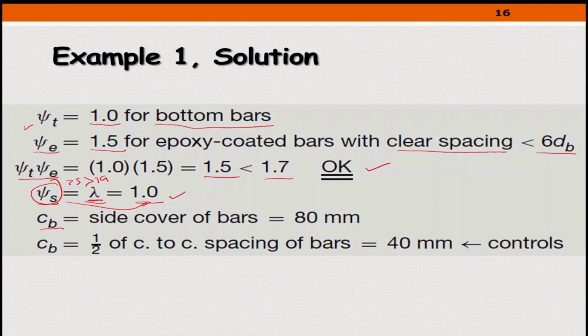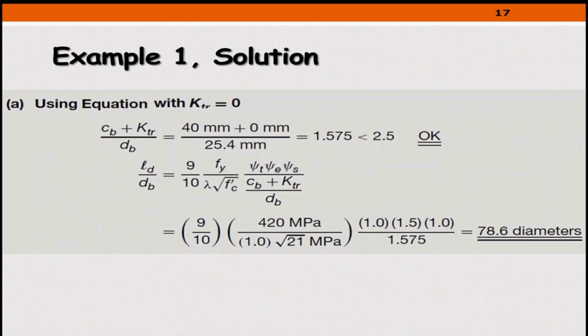CB is evaluated as we have seen before. That would be either the side cover and bottom cover, which are both 80 millimeters, or the center to center spacing of the bars, which is 80 divided by 2. So this gives us 40. We need to select the lower value, which is 40 millimeters, which controls the CB value.